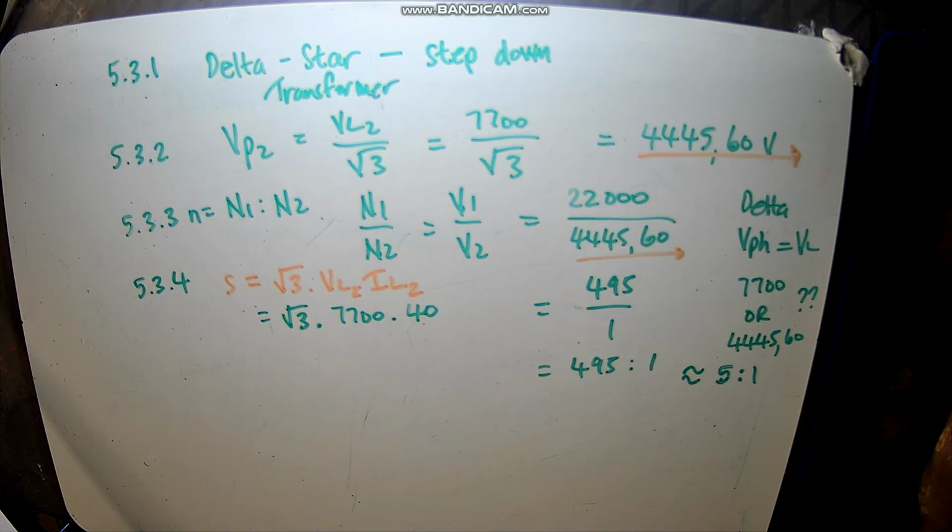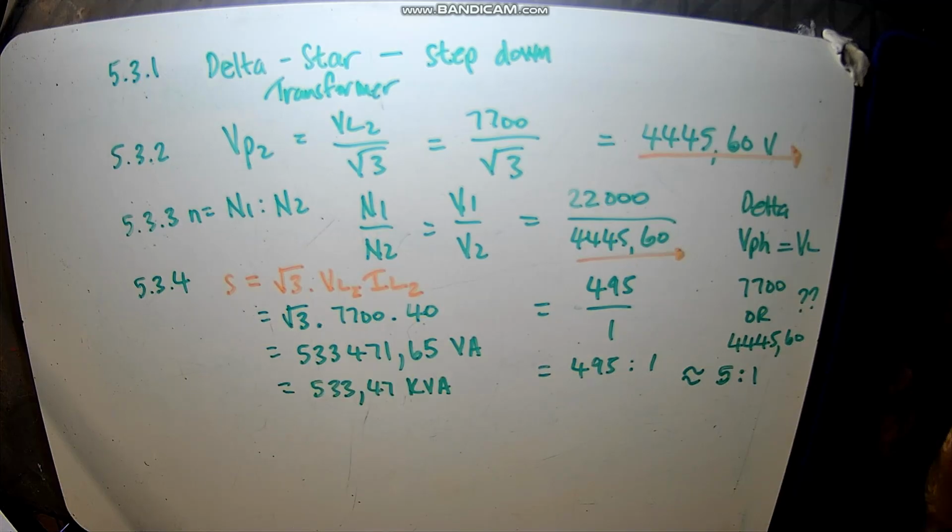Plugging all that into your calculator. Don't forget that our unit is volt amps, so we get 533,471.65 volt amps, multiplied with 1,000 to write it in kilovolt amps. And that's in kilovolt amps.